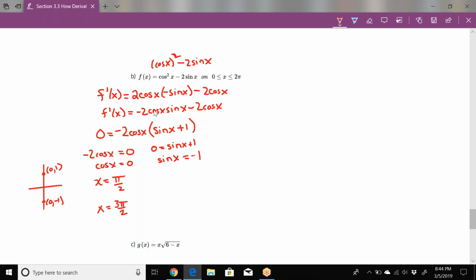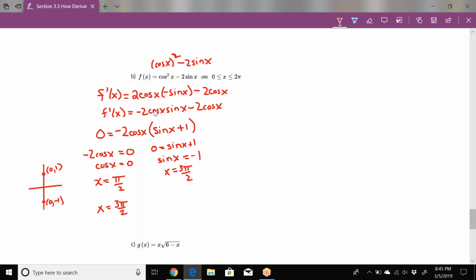Okay. And then sine x equaling negative 1, that's when your y value is negative 1. That only happens in one place. So that is also 3 pi over 2. So that's the same answer twice. So we're only going to write it once when we do our check. So what we need to do is we need to figure out if these are increasing or decreasing on either side of these two values, and we want to evaluate that.